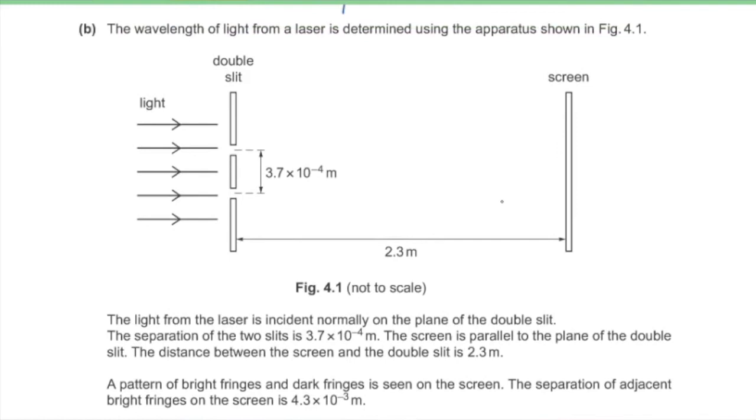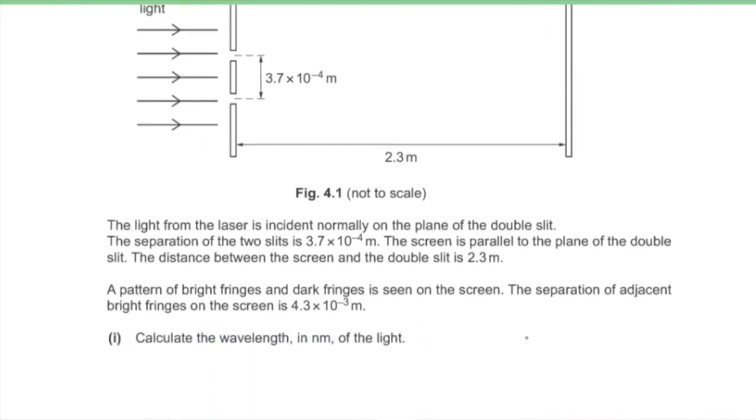Part B, the wavelength of light from a laser is determined using the apparatus shown in figure 4.1. The light from the laser is incident normally on the plane of the double slit. The separation of the two slits is 3.7 into 10 to the power of negative 4 meters. The screen is parallel to the plane of the double slit. The distance between the screen and the double slit is 2.3 meters. A pattern of bright fringes and dark fringes is seen on the screen. The separation of adjacent bright fringes on the screen is 4.3 into 10 to the power negative 3 meters.